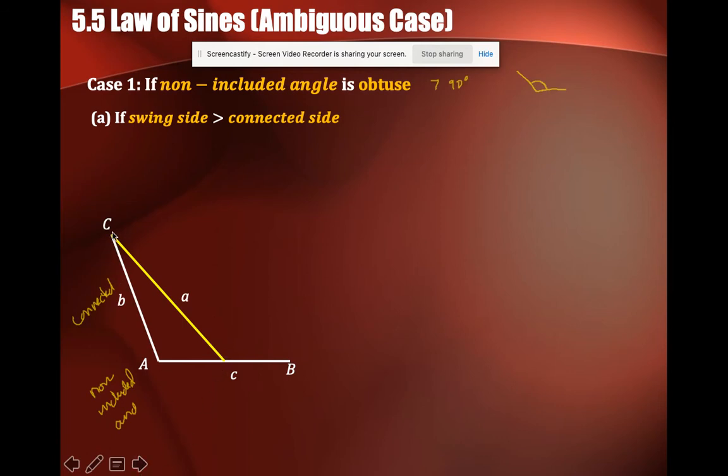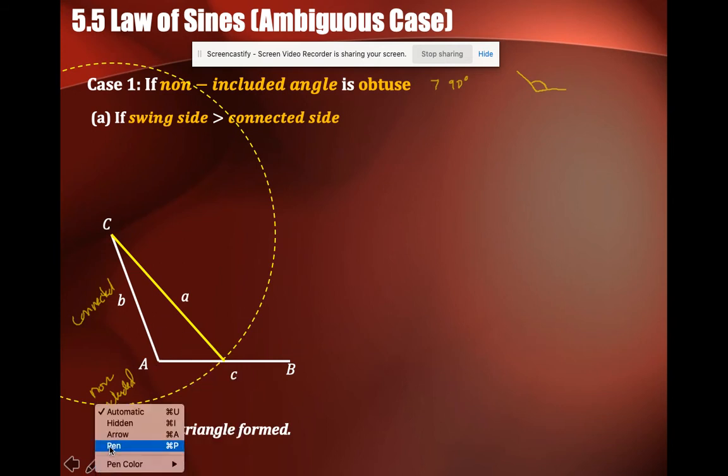Now, I've labeled this C on purpose. Imagine this C is the center of a circle, and it's a radius because it goes out to the circumference. Imagine taking this yellow radius and swinging it, because this angle isn't fixed. Swinging it all the way around, how many times does it intersect my base? Once. One triangle is formed. Again, this is if the non-included angle is obtuse.